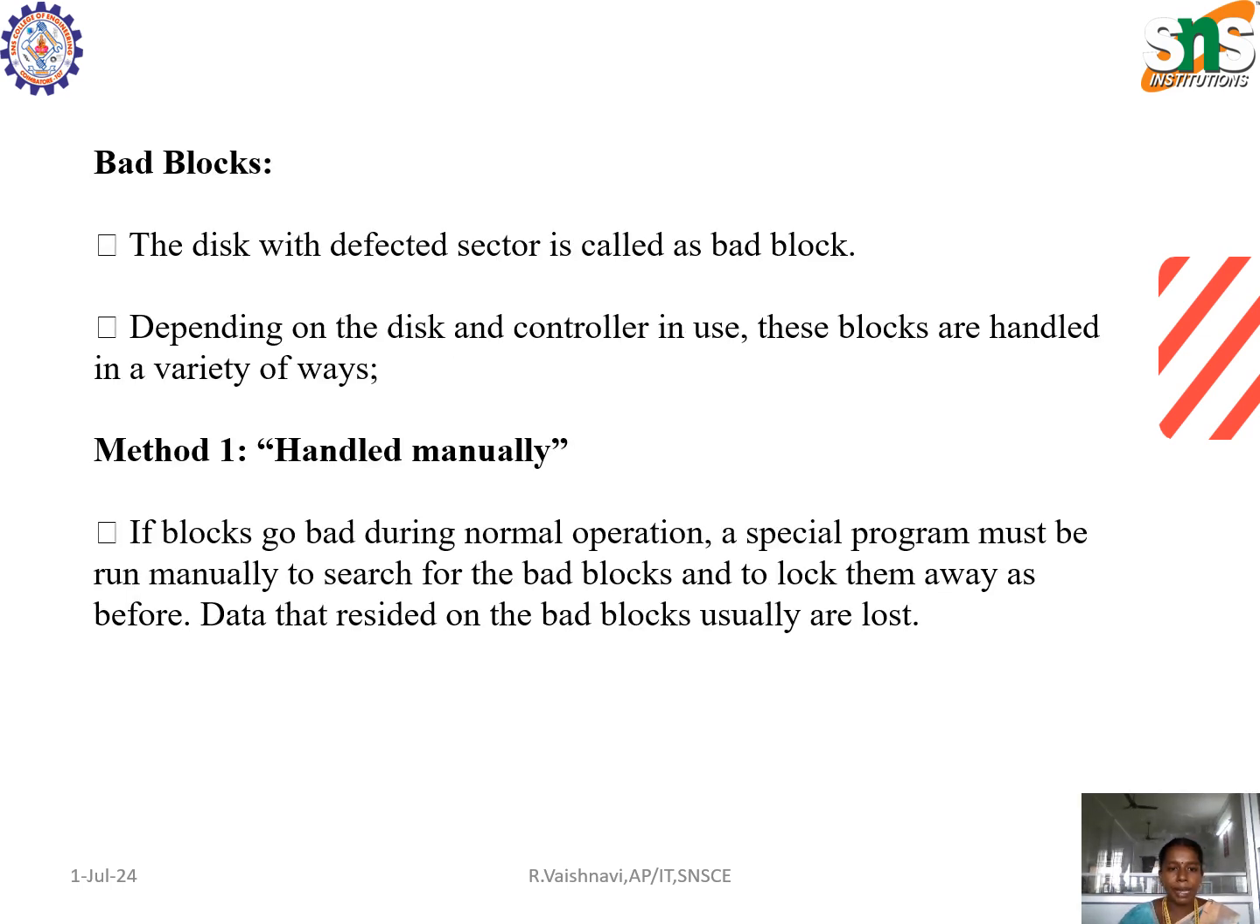Next topic is bad blocks. A disk with a defective sector is called bad blocks. Depending on the disk and the controller in use, these blocks are handled in a variety of ways. First method is handled manually. If blocks go bad during normal operation, a special program must be run manually to search for the bad blocks and to lock them away. Data that resided on the bad blocks usually are lost.